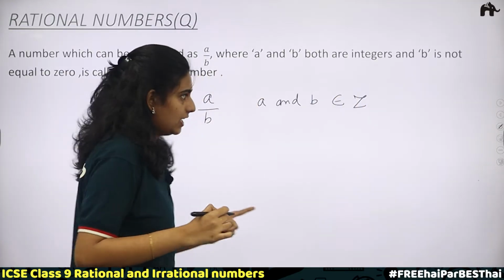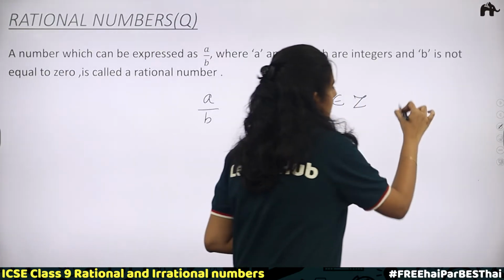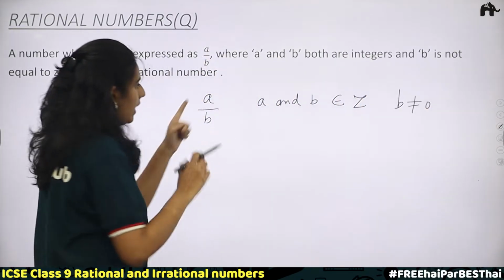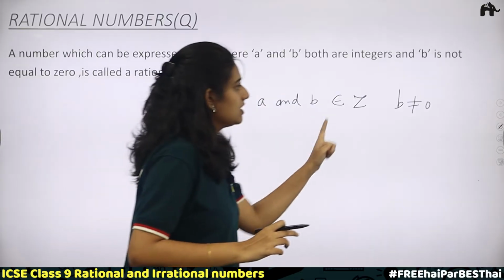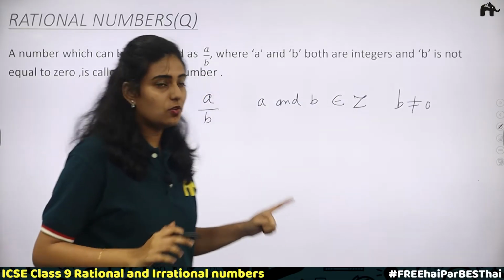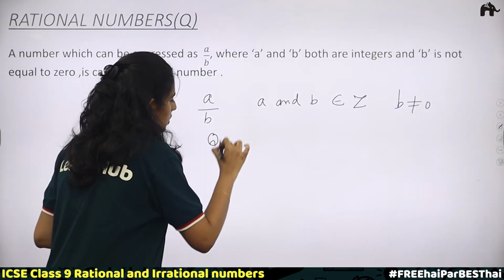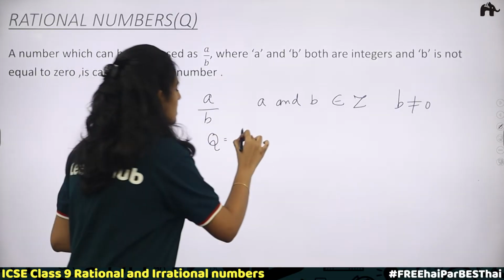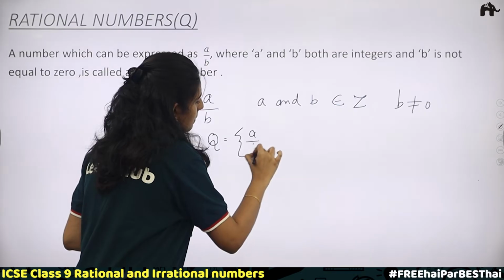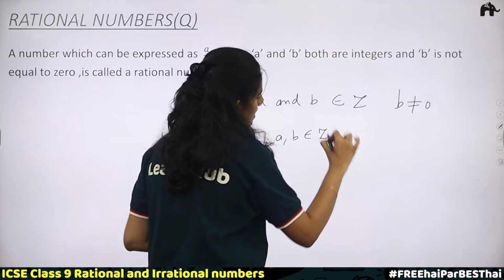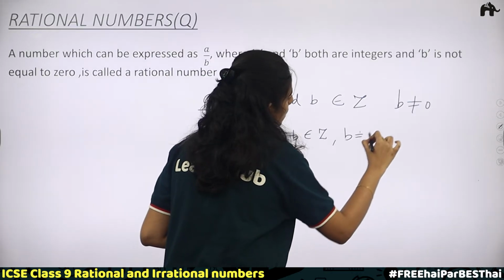A and B should be integers, and one more condition, that is B should never be equal to 0. So the numbers of the form A by B where A and B are integers and B not equal to 0 is called a rational number. So this rational number we represent by Q is equal to the set of all A by B such that A, B belong to integers and B not equal to 0.